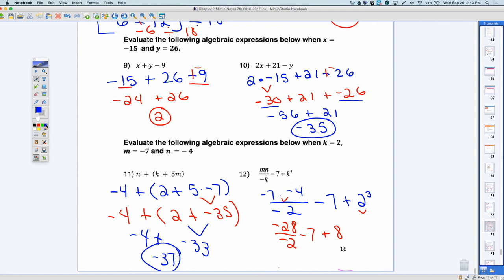Now I can do the fraction. 28 divided by -2 is -14 minus 7 plus 8. Change subtraction to adding the opposite. And we have -14 plus a negative 7, which would be -21 plus 8, to give you -13.